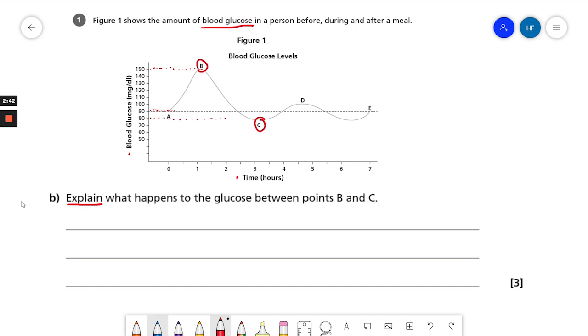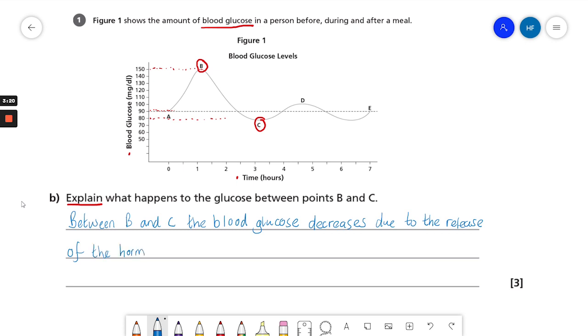So let's start by saying between B and C, the blood glucose decreases. Good to use words like decreases rather than goes down. It's more scientific. Decreases due to the release of, here comes the hormone, insulin.